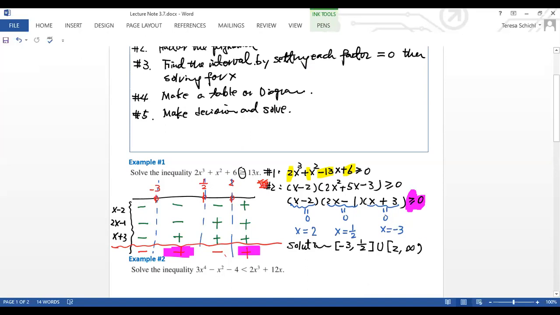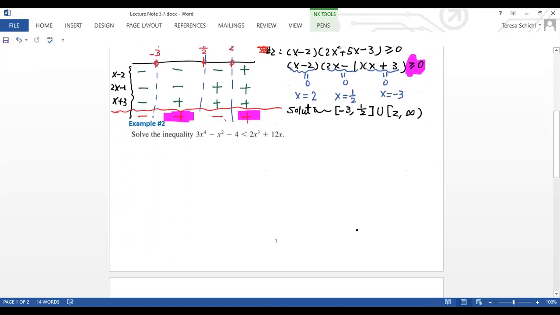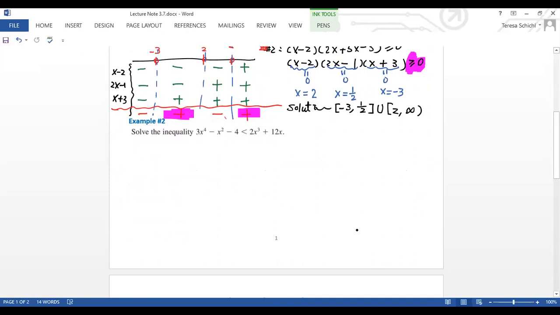So the procedure is really pretty easy. Like I said, the hardest part is how to factor, right? So how to spot how to factor here. Okay, so now let's take a look at the next problem here.